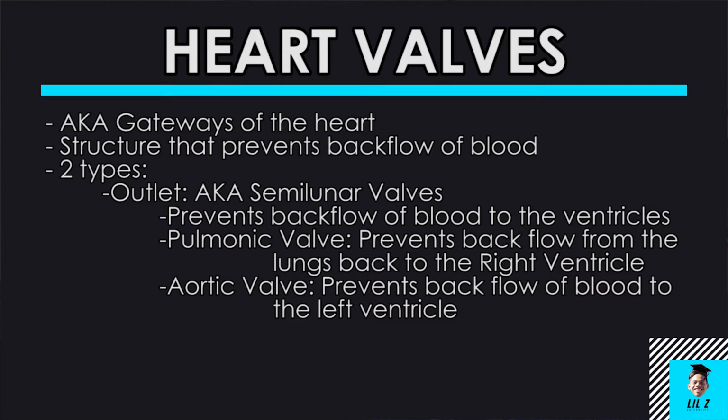Next is the semilunar valve, which is also called the outlet valve. It is the gateway of the blood before going outside the heart, and it prevents backflow of blood to the ventricles. It consists of 2 valves, the pulmonary or pulmonic valve and the aortic valve. Pulmonic valve is the gateway of blood before entering the lungs, and the aortic valve is the gateway of blood before it is spread to the entire body.